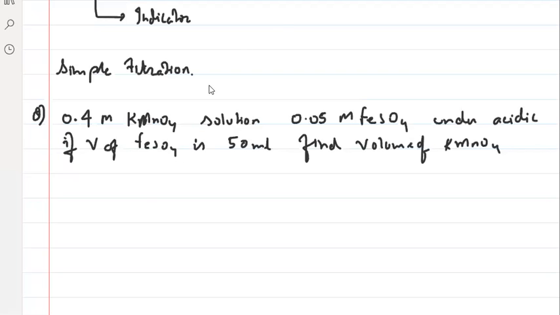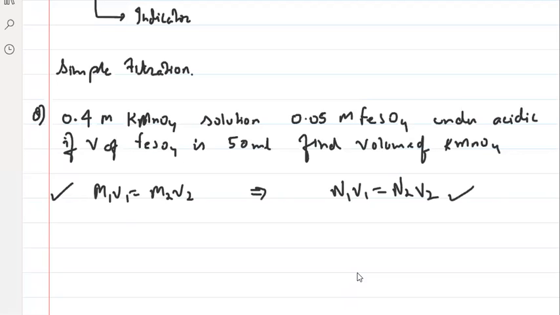400 milliliter. Now see the concept here: will you use M1V1 is equal to M2V2, or N1V1 is equal to N2V2? This is mole concept and this is equivalent concept, because N1 is basically gram equivalent. You can use both, but since we don't want to find or write the reaction, you should use the equivalent concept instead of the mole concept.